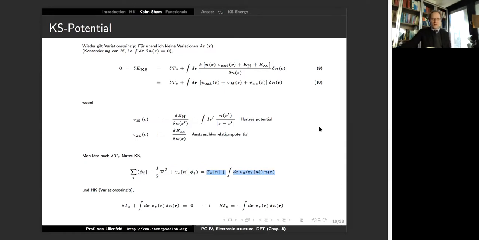And if you now vary, then you find correspondingly that the variation of this part here must then yield dTs to be this, right? And so we can use this expression here, the negative of your Kohn-Sham potential with the electron density. We can substitute it in here, okay, in equation 10.